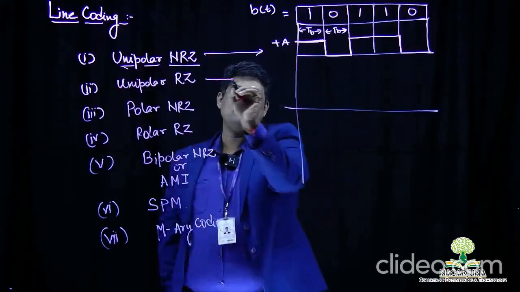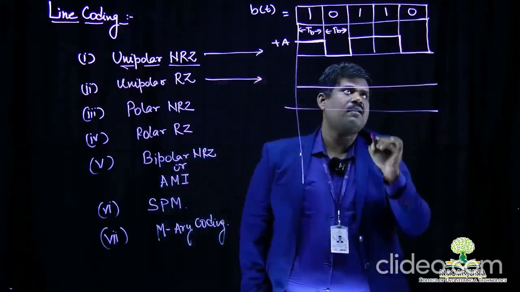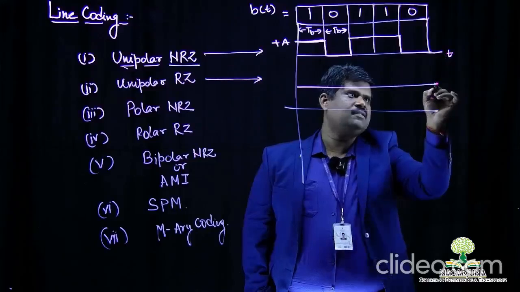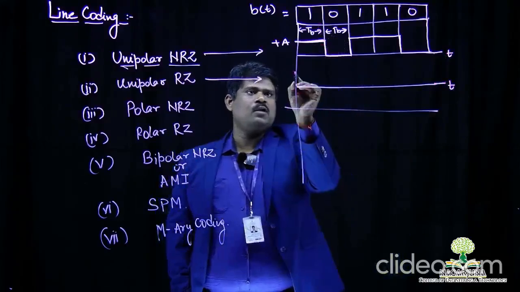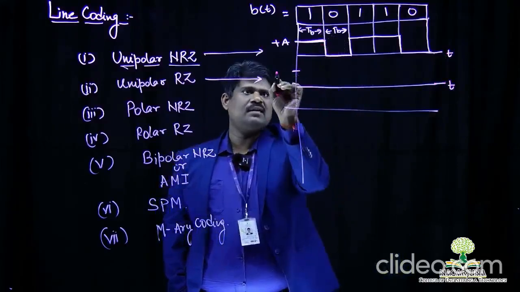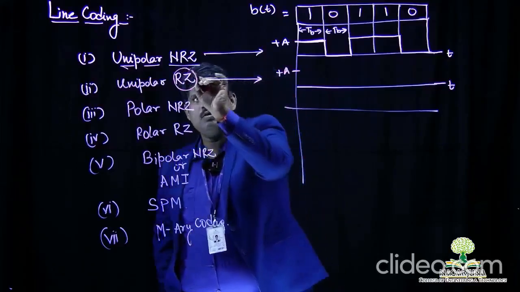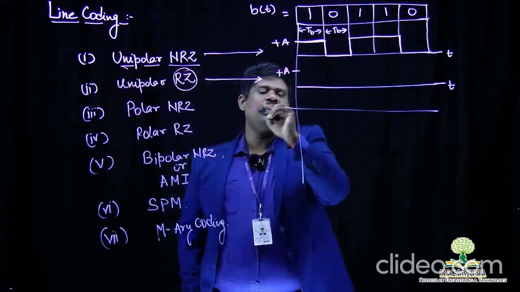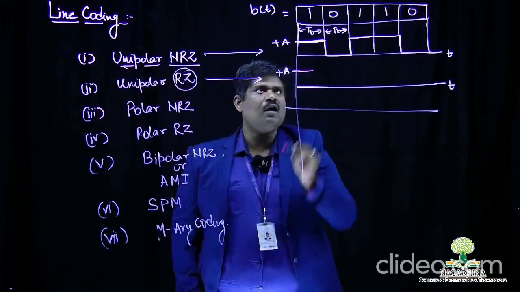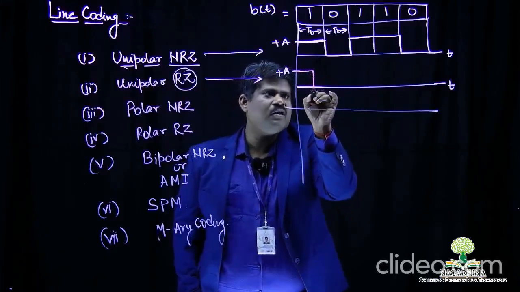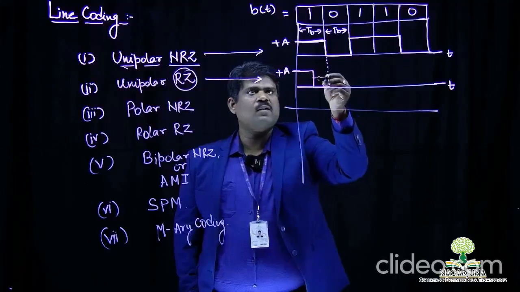The next line coding technique is unipolar RZ. Let's draw one more time axis. Again for symbol 1, the voltage level will be A. But what is the meaning of return to zero? When symbol 1 is there, for half of the bit interval the pulse will be high, and for the remaining half of the bit interval it will return to zero. That's why the nomenclature is return to zero. This is the difference between RZ and NRZ.